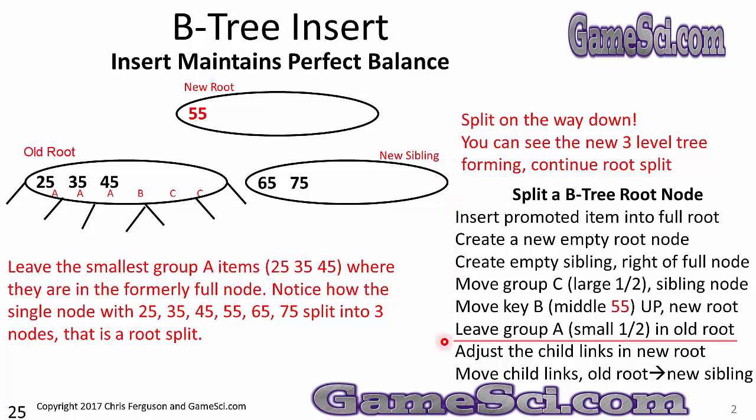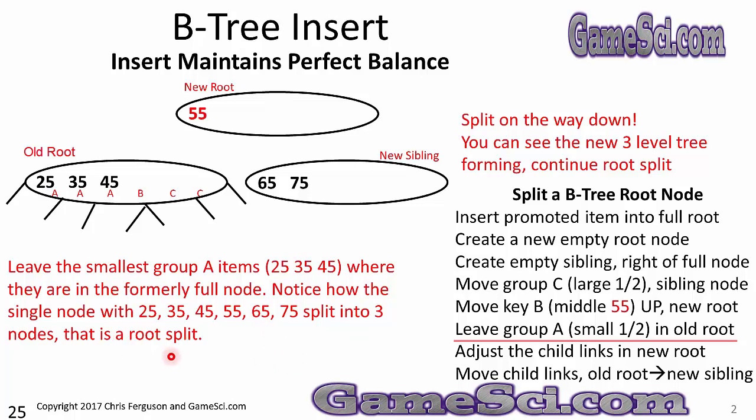Let's continue the root split. Leave group A, the small half of the items, in the old root. Leave the smallest group A items, 25, 35, and 45, where they are in the formerly full node. Notice how a single node with 25, 35, 45, 55, 65, and 75 split itself across 3 nodes.